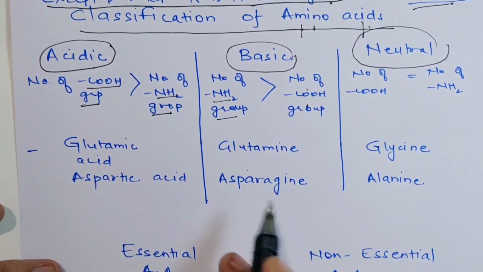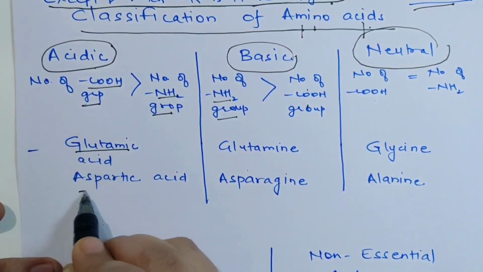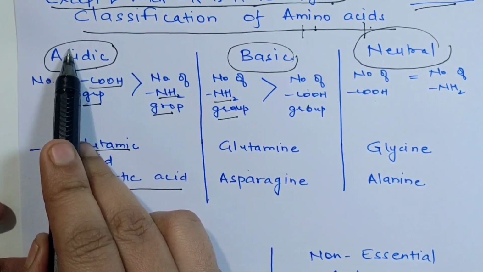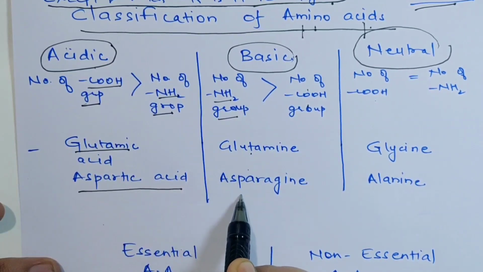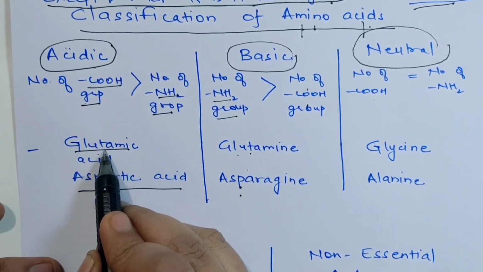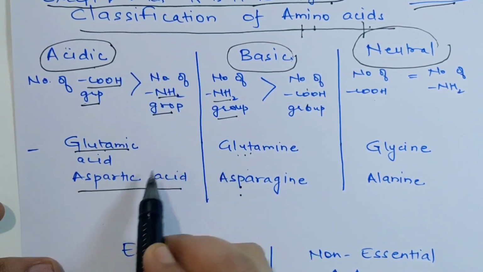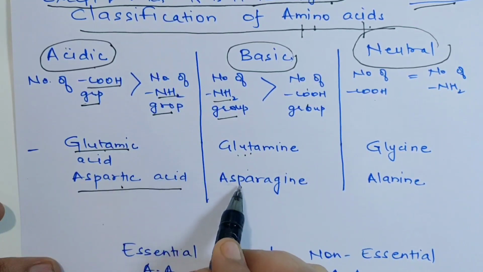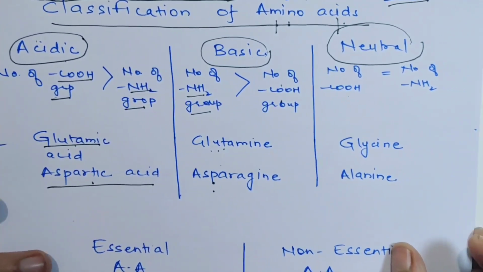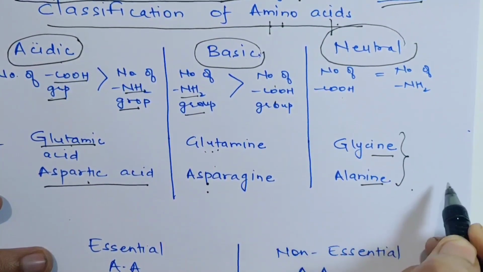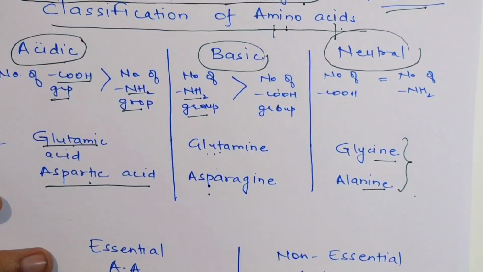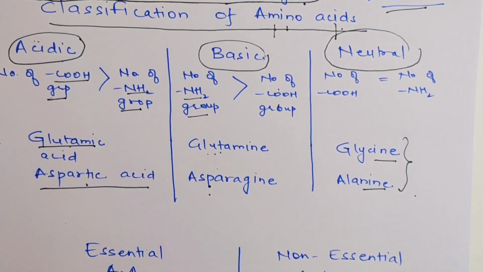Examples are very easy to remember. Glutamic acid and aspartic acid are acidic amino acids. Glutamine and asparagine are basic amino acids. So glutamic acid has a basic counterpart, glutamine. Aspartic acid has a basic counterpart, asparagine. And similarly, we have glycine and alanine, which are neutral. So on the basis of the number of COOH and NH2 groups, amino acids can be categorized into these 3 categories.